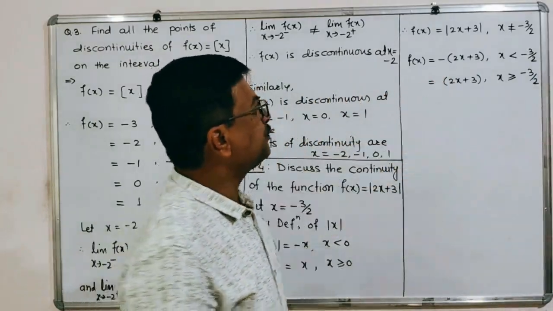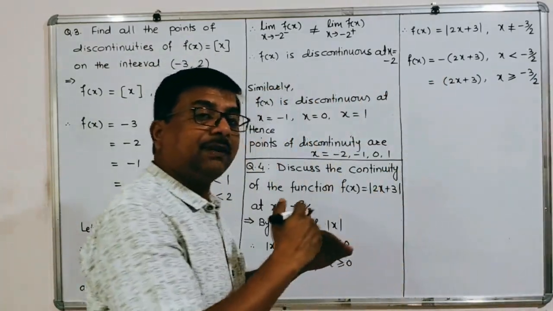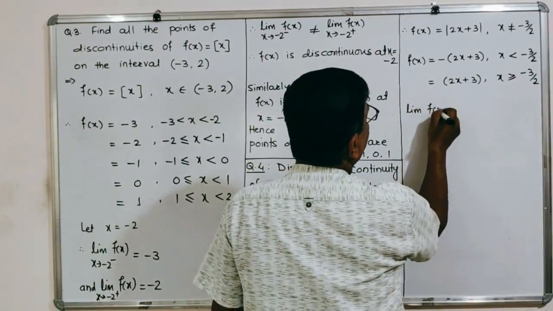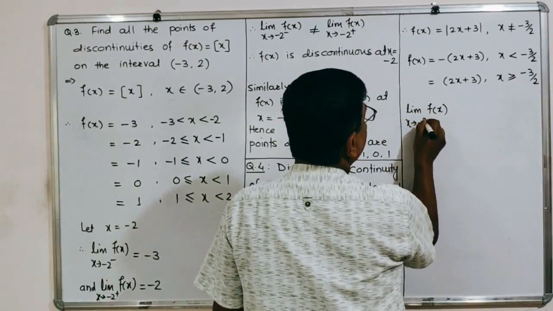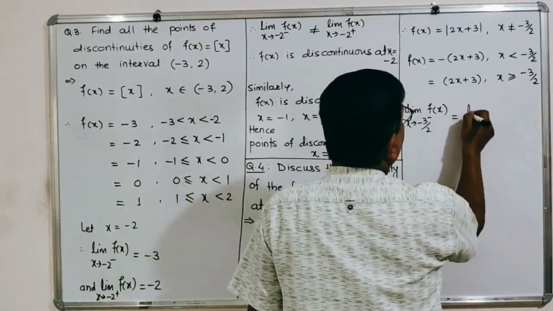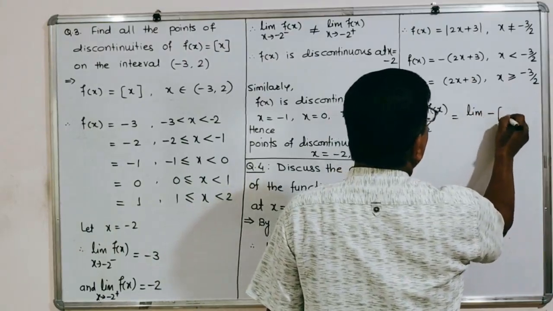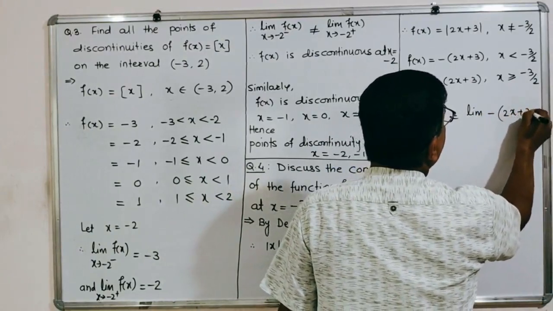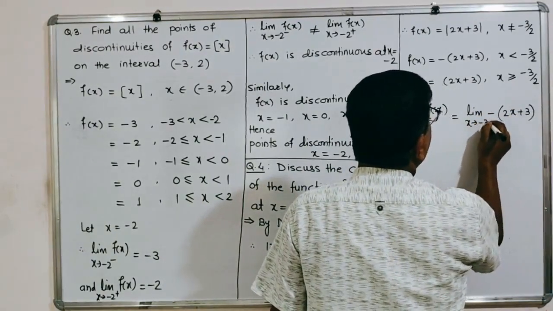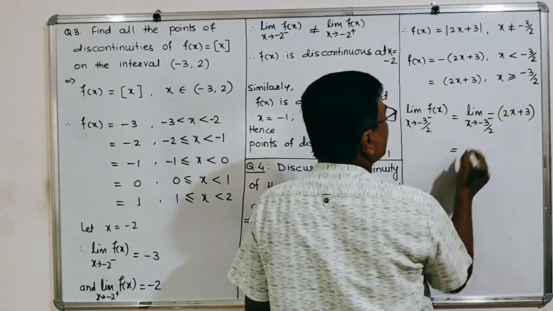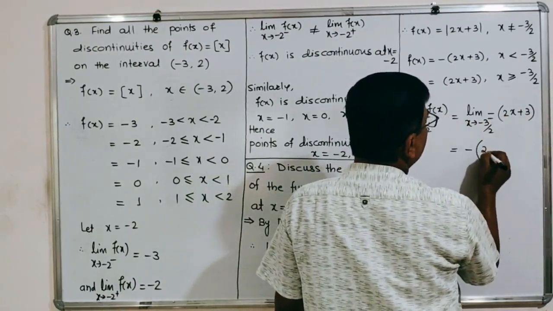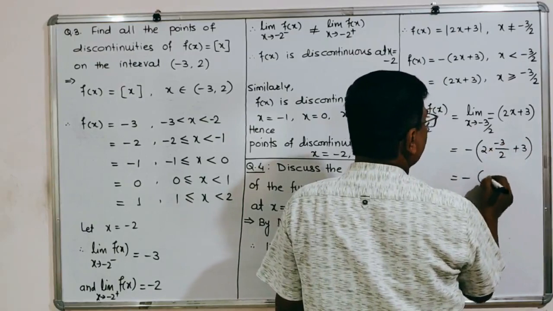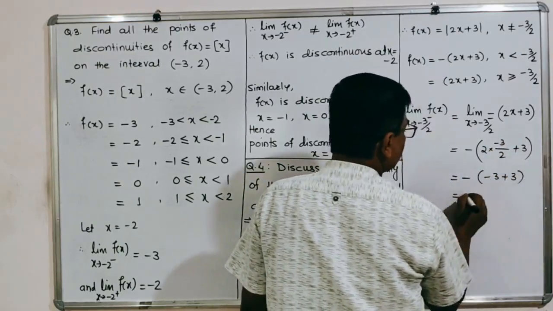As we have redefined this function, now we are going to find the left hand side limit and right hand side limit of this function. The limit of f of x as x tends to -3/2 minus is equal to the limit of minus of 2x plus 3 as x tends to -3/2 minus. Now substitute this value. It is minus of 2 into -3/2 plus 3, that is minus of -3 plus 3. This is nothing but 0.